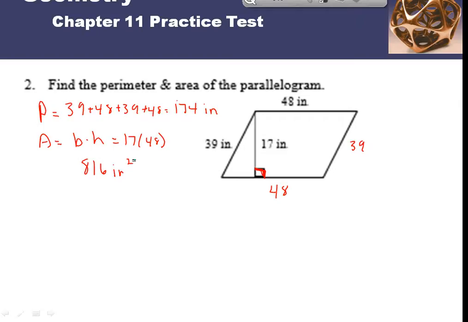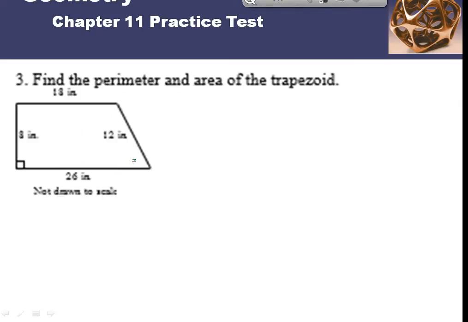Okay, number 3. We have to find the perimeter and the area of this trapezoid. Looks like we have all the sides, so the perimeter is just going to be 8 plus 18 plus 12 plus 26. So 30, 56, 64 I believe. Let me double check. Maybe inches. 8 plus 18 plus 12 plus 26. Yep, 64.